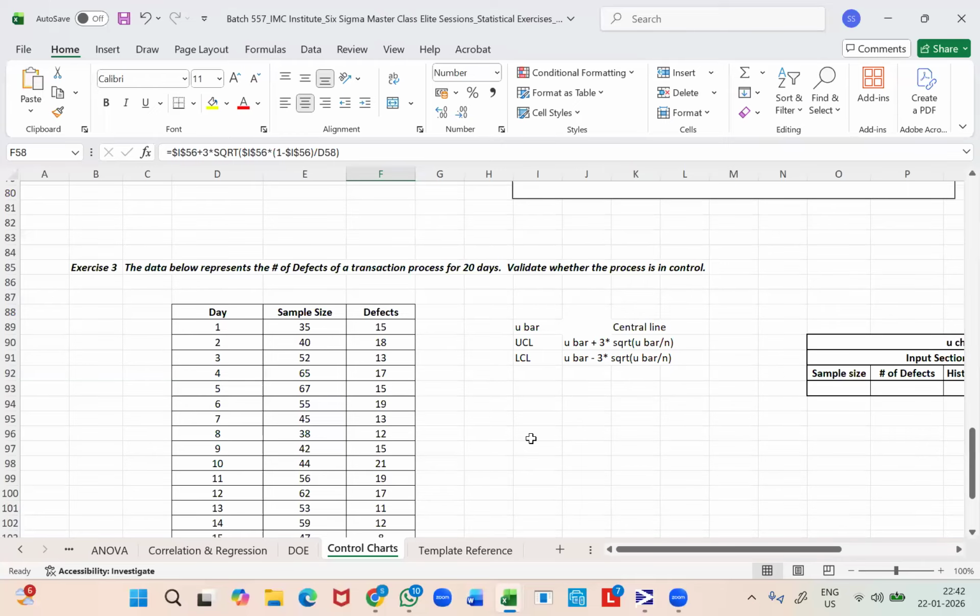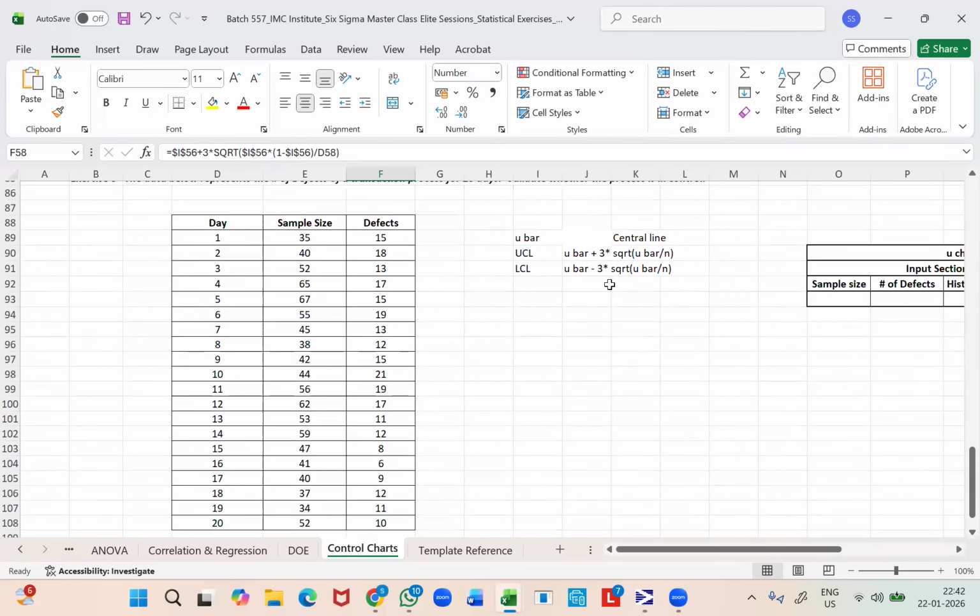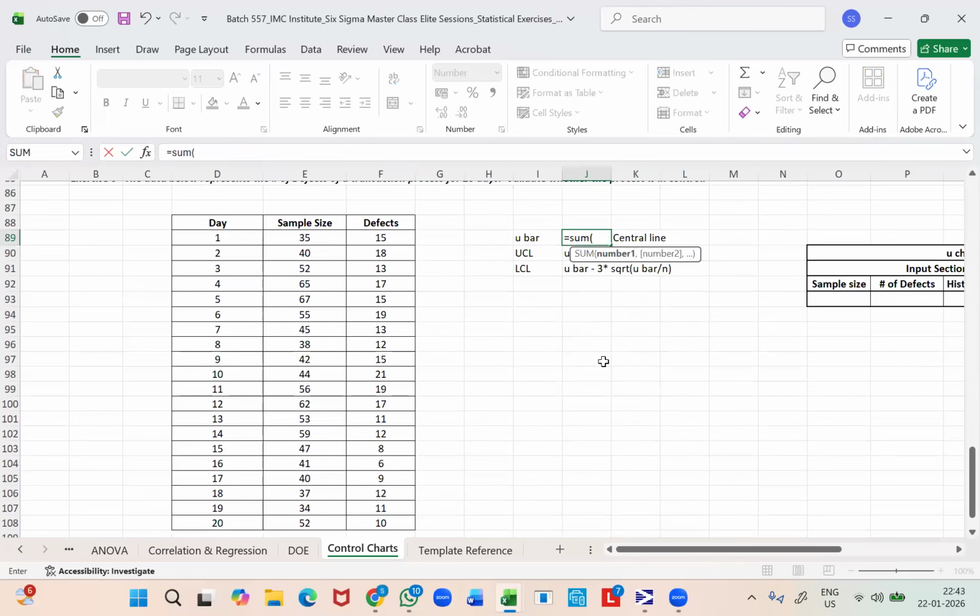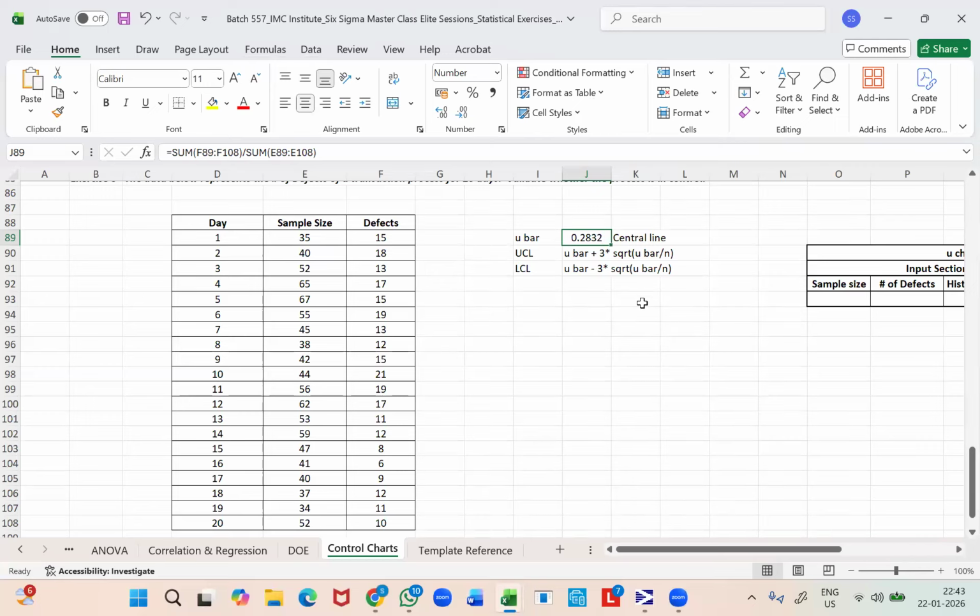So if you want to obtain the U-bar value, we need to use the same formula that we applied for calculating the P-bar value. So again, we need to sum the defect count for all the 20 days divided by the sum of the sample size count for all the 20 days. So the sum of defect count divided by the sum of sample size count will give you the U bar value. So this will be the central line in the U chart.